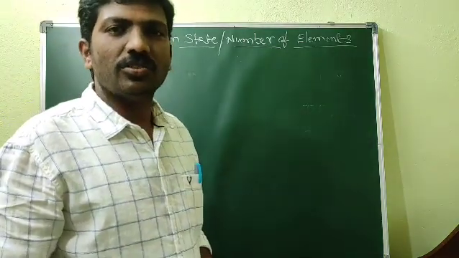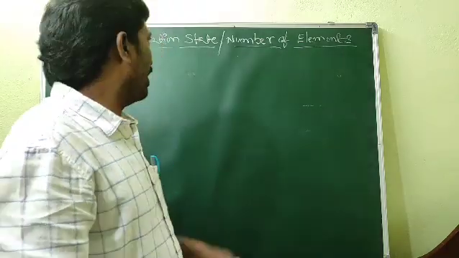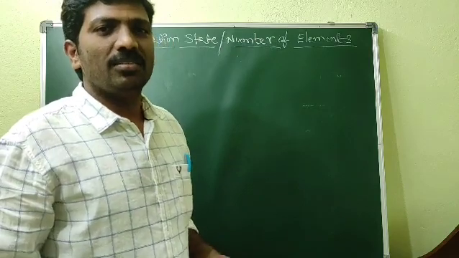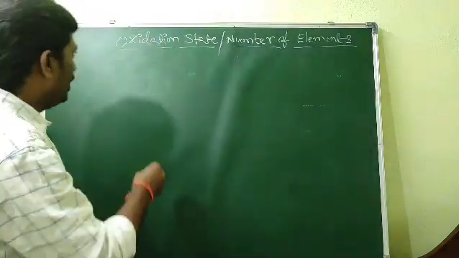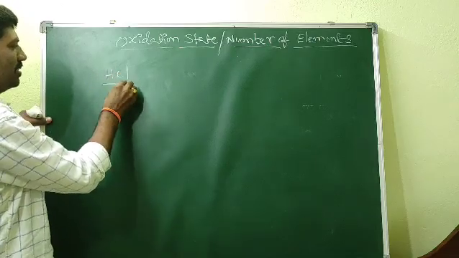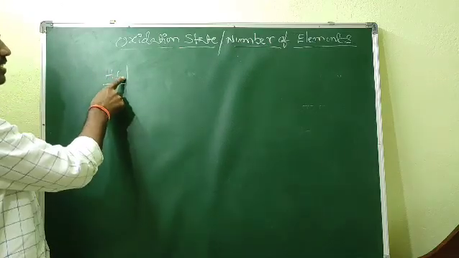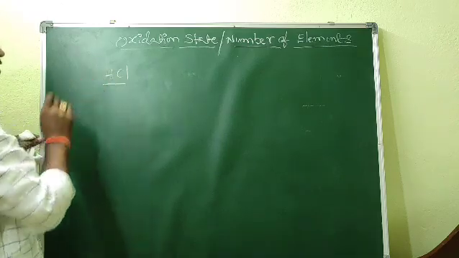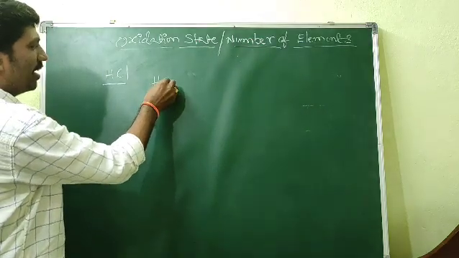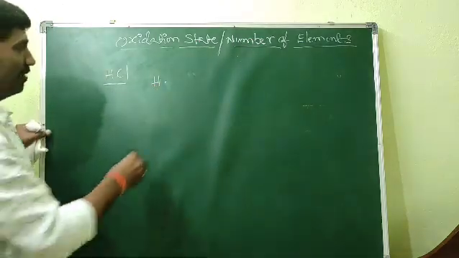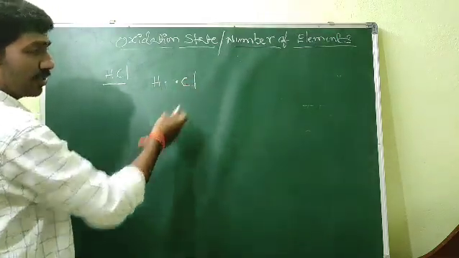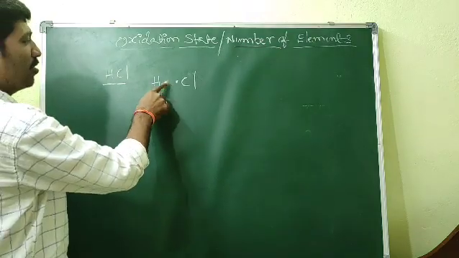Hi students, today we'll discuss oxidation number or oxidation state of elements in a particular compound. For example, HCl. In this HCl, what is the oxidation state of chlorine or hydrogen? Generally, hydrogen has only one electron. Chlorine also has one electron to share in the valence shell, with 7 electrons, but it bonds with only one electron.